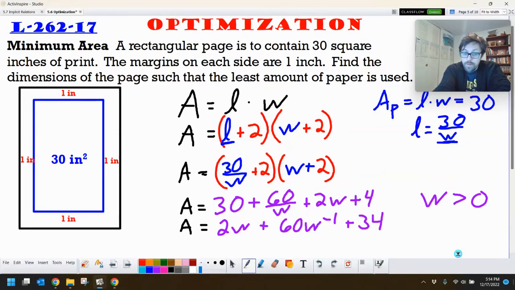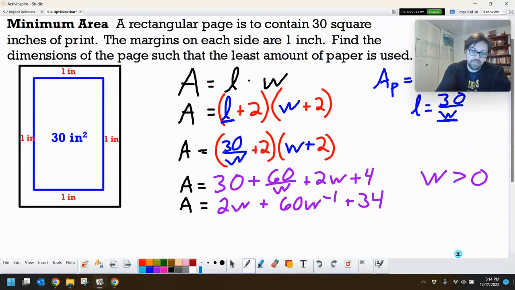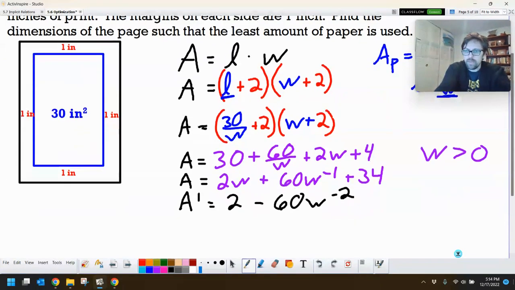So now I want to figure out what A prime is going to be. My derivative is going to be 2 minus 60 W to the -2. Now that I've got my derivative, I care about when that derivative equals 0 because that'll tell me my critical points and when I get a maximum or minimum value. So 2 minus, I'm going to make this 60 over W squared equals 0.